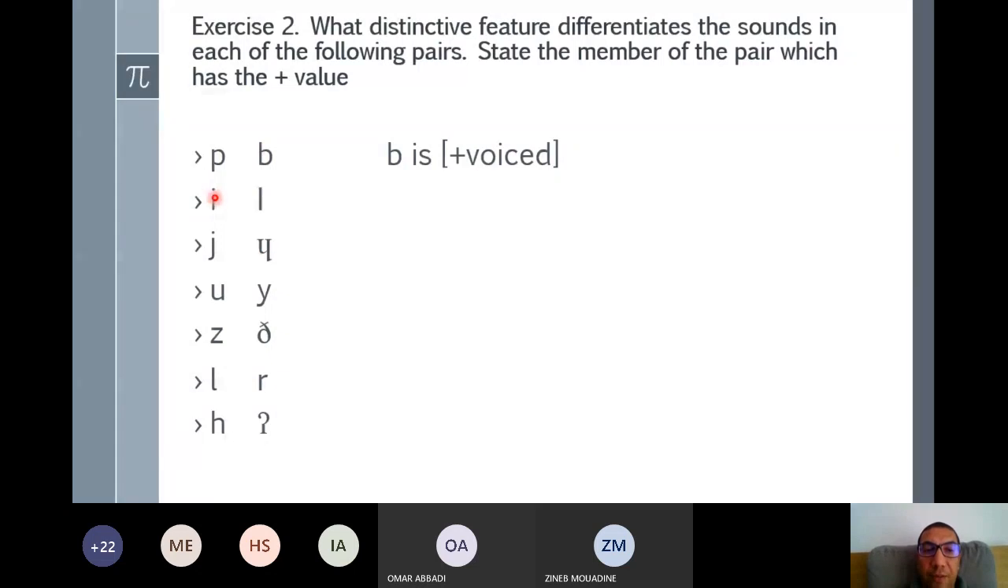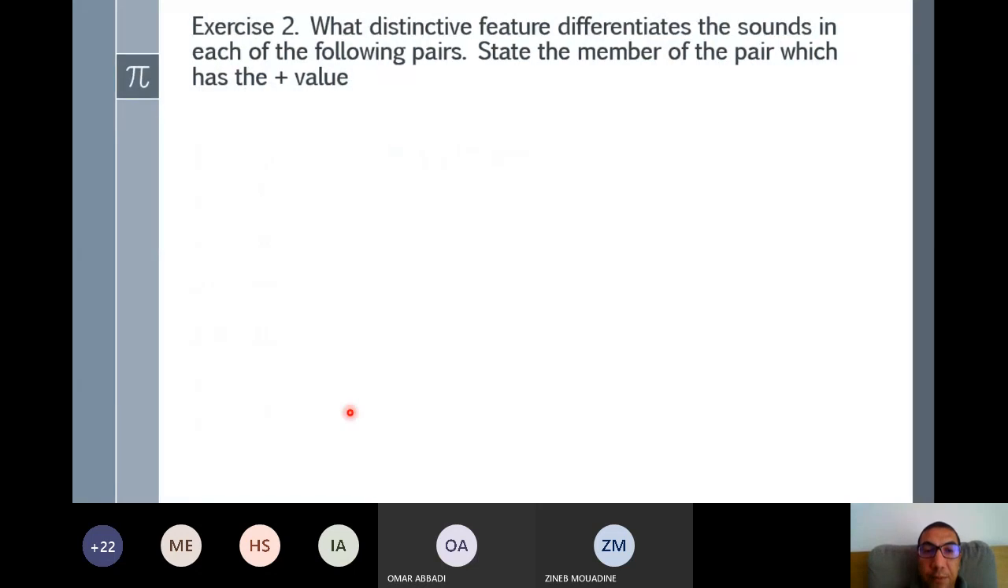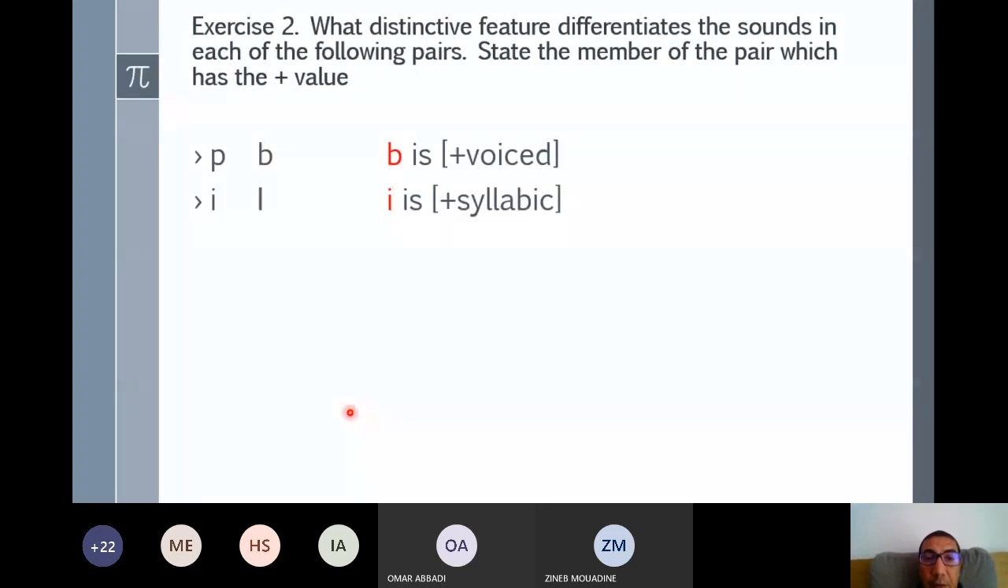Okay, so here you have the vowel e and the lateral l. You have the y and the u, etc. The answer for the differentiation between the vowel e and the l is that e is plus syllabic and the lateral is minus syllabic.